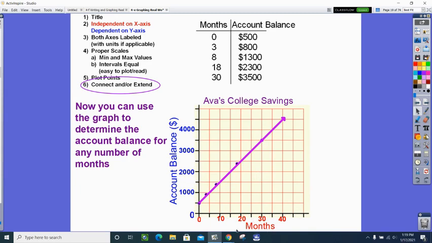And remember, if time is involved, months, days, years, seconds, that usually is your X. And then over here would be whatever is the quantity that's waiting. It depends on what happens over here. That would be your dependent variable, or your Y.